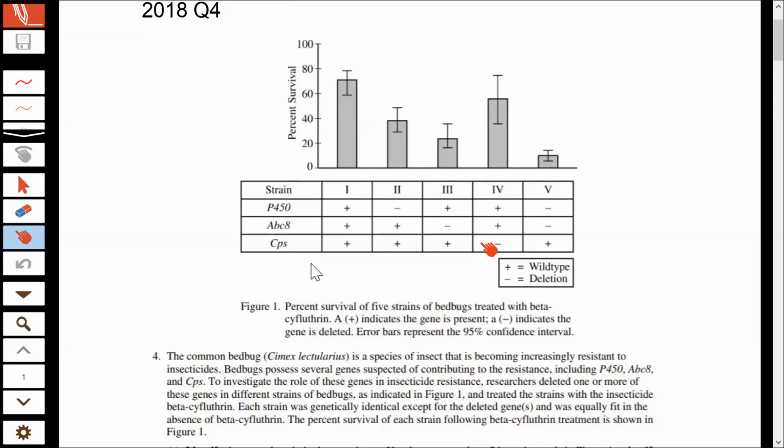Now, here's a nice question: why can't we compare strain 1 and strain 5?